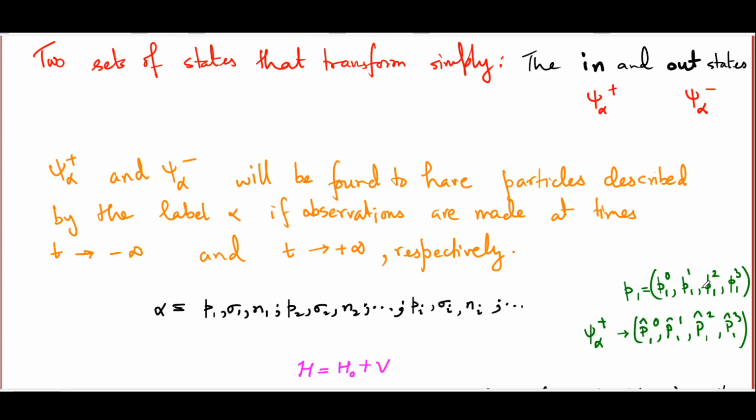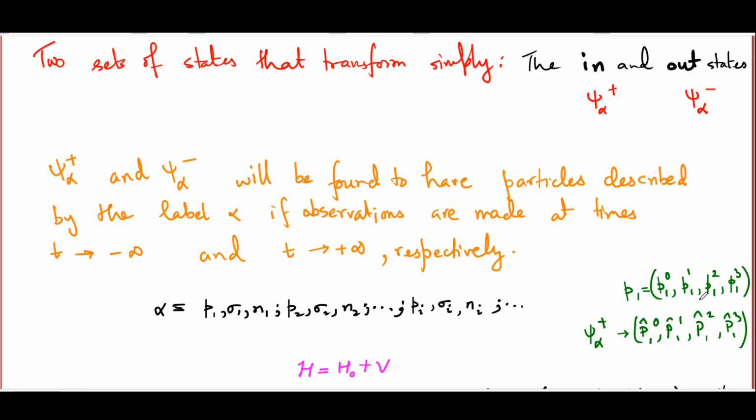Our state chi alpha plus does not evolve in time. Remember, we are working in the Heisenberg picture where the states are time independent. However, the operators do evolve in time. So the question as to whether chi alpha plus is, say, a P1-1 eigenstate, an eigenstate corresponding to this particular operator with eigenvalue given by this, is actually a time-dependent question. The P1-1 operator itself depends on time.